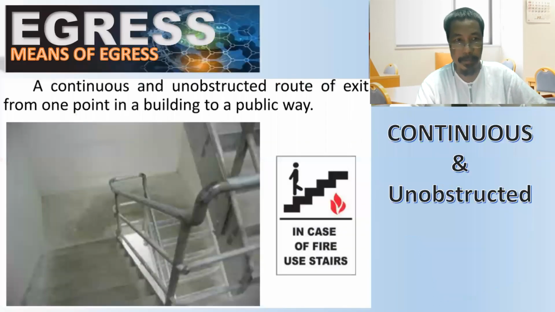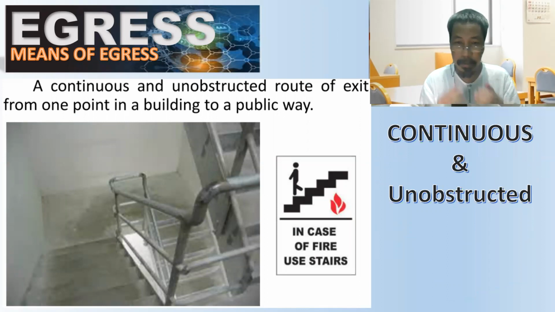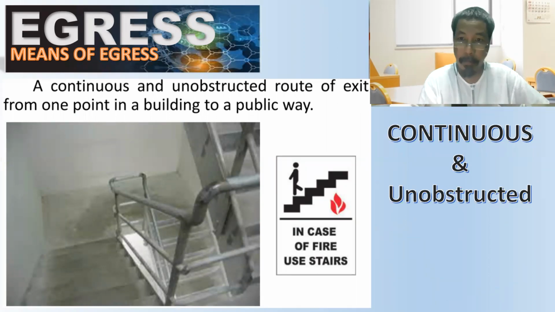So let's start. What do we mean by means of egress? It is a continuous and unobstructed route of exit from one point in a building to a public way. Public way meaning you are now outside of the building. So that is the exterior of the building. So usually the building is a private property. It is a property owned by private individuals. Usually public way meaning those are common for common use of the community.